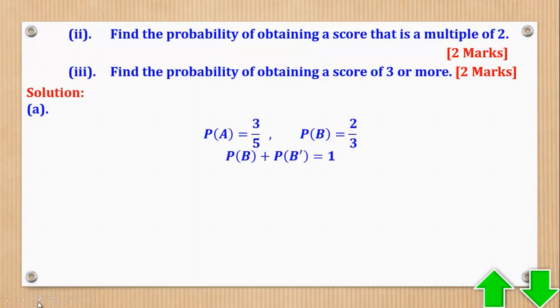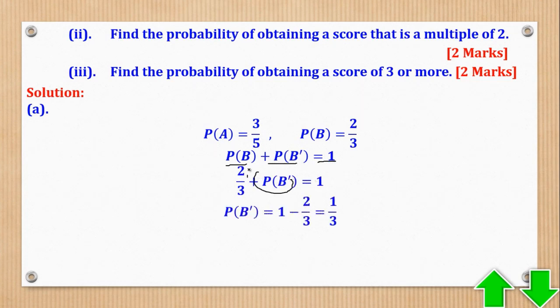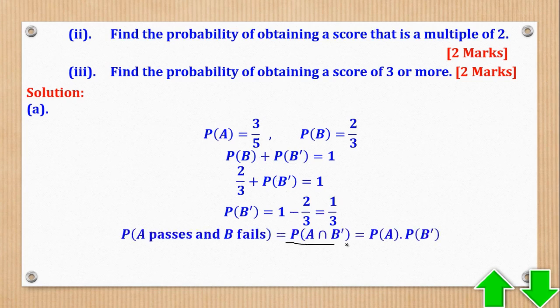Complement, I remember that probability of B plus probability of B complement is equal to 1. So I'll substitute and make B complement the subject by taking this side. So I'll come up with B complement as 1/3. Then I can get the required probability of A intersection B complement, which is probability of A times probability of B complement. So intersection means multiplication.